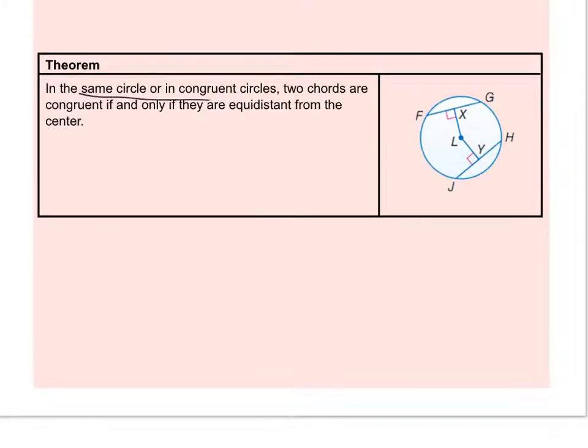In the same circle or in congruent circles, two chords are congruent if and only if they are equidistant from the center. So it doesn't have to go all the way out. If two chords are the same distance away from the center, then they're going to be congruent. Equidistant means equal distance. So that's kind of what I'm talking about.